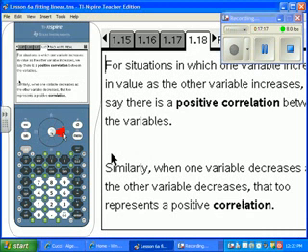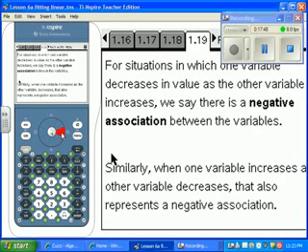How is it positive if one decreases and the other also decreases? Wouldn't it be a negative correlation? No. If one increases and the other decreases, it's negative. If they both increase, it's positive. If they both decrease, it's positive. If one increases and the other decreases, it's negative. Think about it like multiplying integers. Negative times negative is positive. Positive times positive is positive. Positive times negative is negative. You see? All right, similarly, negative correlation.